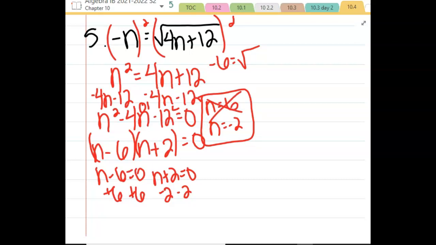Watch what happens when you plug in negative 2. Negative negative 2 turns into a positive 2 equals the square root. 4 times negative 2 is negative 8. Negative 8 plus 12 is 4. That one works. So you're not always going to throw out the negative answer, but you can throw out the answer that gives you a negative number. You see the difference?